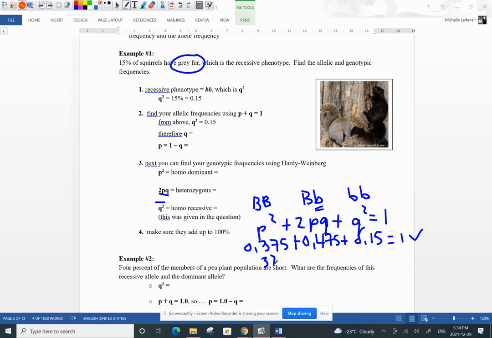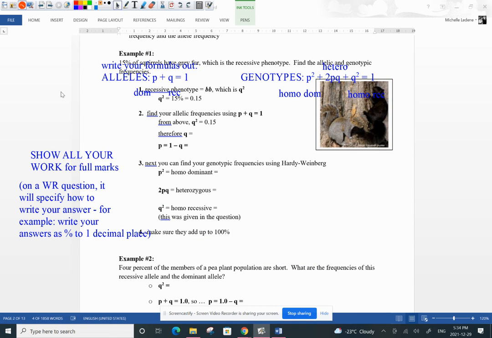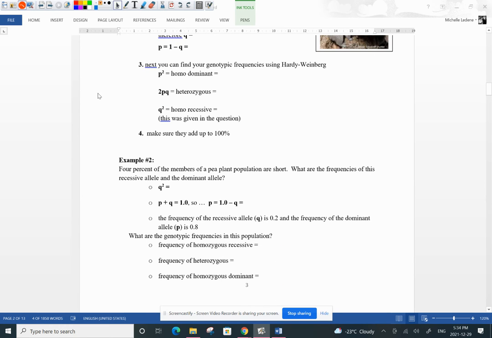Again, if you're doing as percentages, it would be like 37.5% plus 47.5% plus 15%, and that all adds up to 100%. Okay, so either way that you do that, double check your answer and see if they add up to 100%. Okay, so again, write out your formulas, make sure you're showing all your work, and express your answer as you are told to in the question. So it might say as a percentage to 1 decimal place, it might say 3 decimal places, whatever, just pay attention.